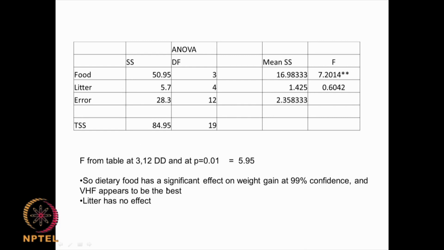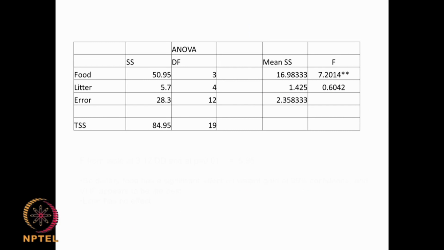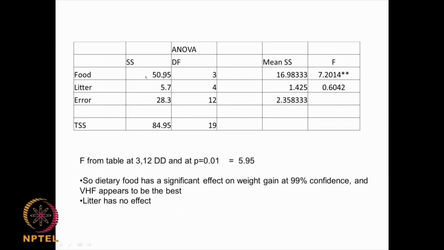And out of these foods, which one is the best? Obviously this VHF is the best, because the average is 21.8 here, right. So VHF is the best food for weight gain for the mouse, and food has an effect here, whereas litter does not have an effect.